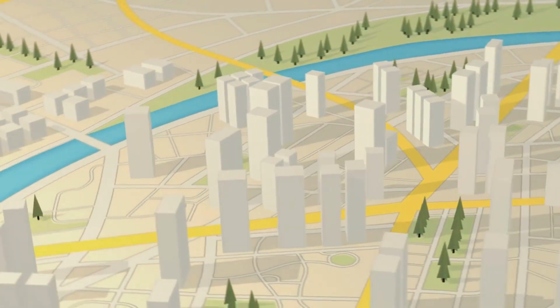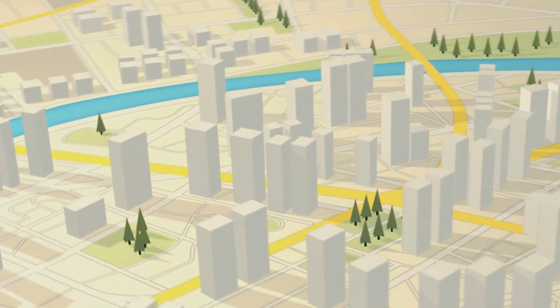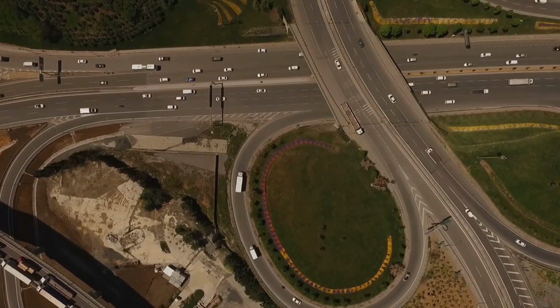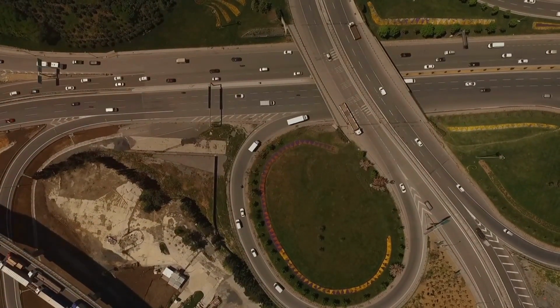Choosing unique reference points in the area helps avoid confusion. A long and flat reference point, like a railway line, canal, or road, can assist in maintaining the correct track.